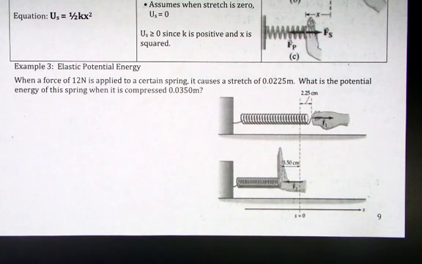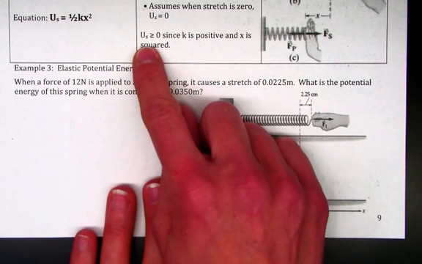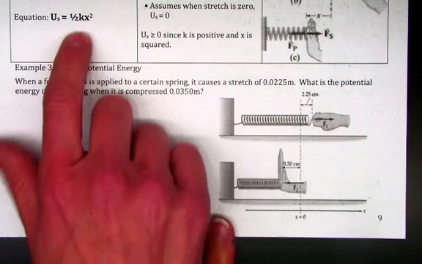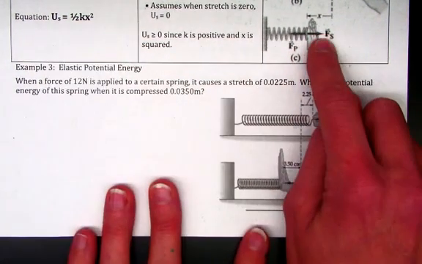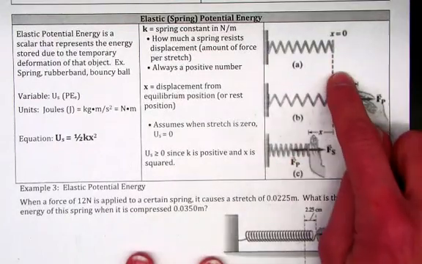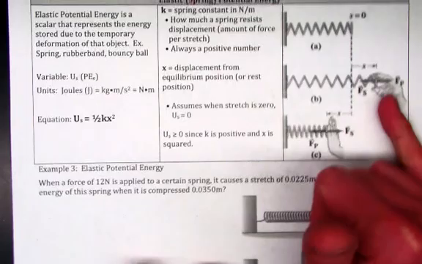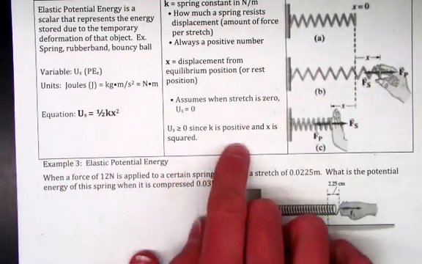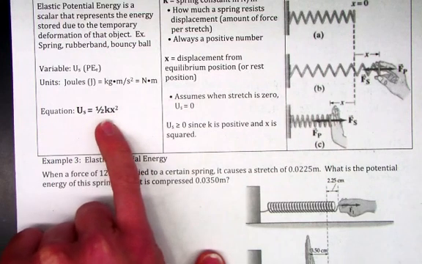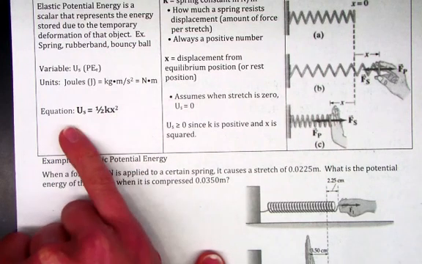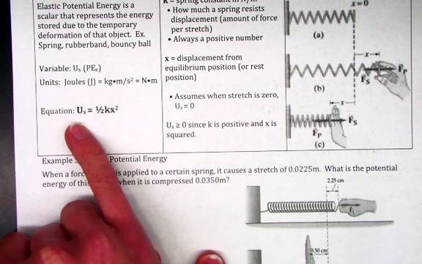Another thing that I want to mention is, if you have your potential energy, because this displacement value is squared, it does not matter if you have a negative displacement from equilibrium or a positive displacement, because when you square it, you're going to get a positive number. All right, the spring constant is always positive, so the potential energy for a spring is always going to be positive.